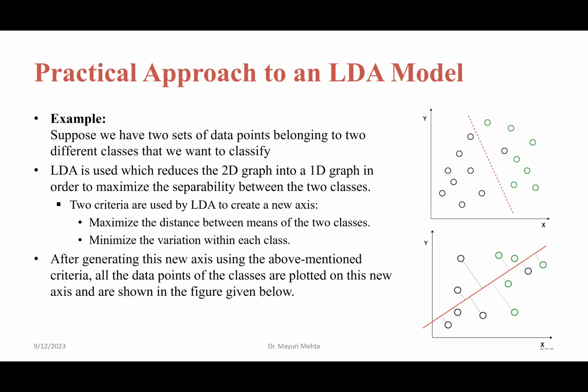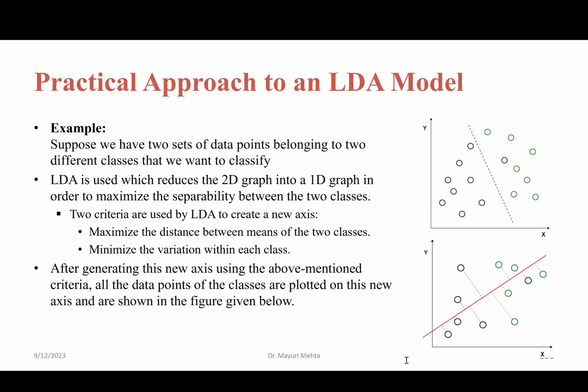So now we want to generate one axis. In the second graph, you can see that a new axis, in red, is generated and plotted in the 2D graph such that it maximizes the distance between the means of the two classes and minimizes the variation within each class. I hope you have learned mean, mode, median, right? Here we are using the mean value.